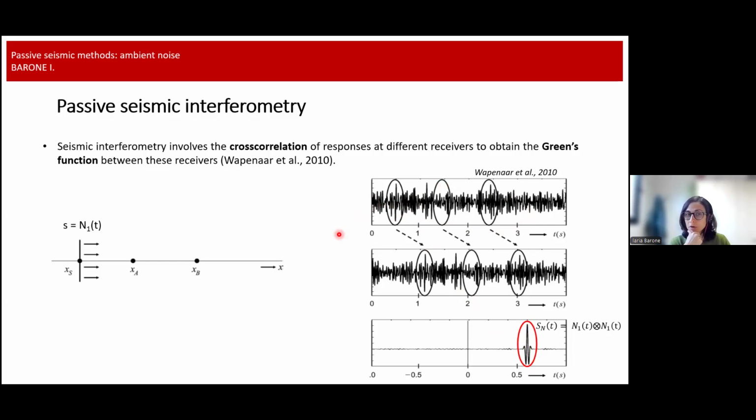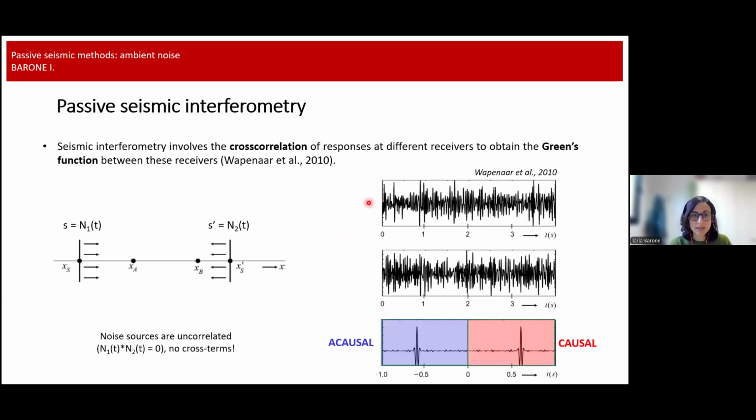So that's really interesting, because we already got an impulsive response of the system by just cross-correlating signals that are random. Now let's add a source acting from the right side and propagating towards the left. And when we cross-correlate the two signals recorded in XA and XB, this is what we get. We get a pulse at TA minus TB, and a pulse at TB minus TA. We do not have cross terms.